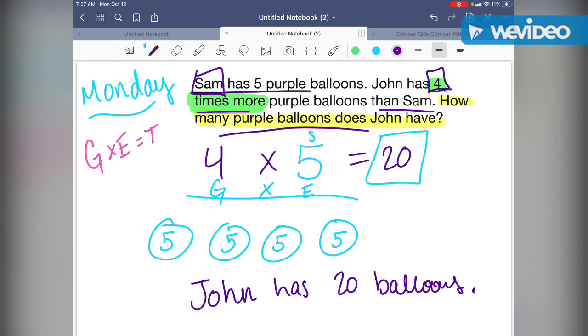I knew that because it talked about how John had this many times more than Sam. So if you're saying that Miss Burton has 3 times as many cookies as Miss Long, you're going to take Miss Long's cookies and multiply it by 3, and that's how many Miss Burton has.